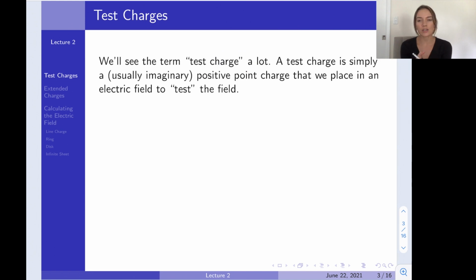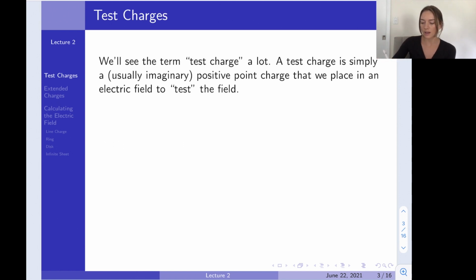So a test charge is just an imaginary positive point charge. It's not always imaginary, but it's always positive. Whenever you see test charge, immediately assume it's a positive point charge. And all it does is it kind of just tells us where the lines of the electric field are.